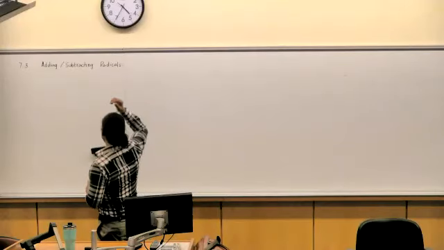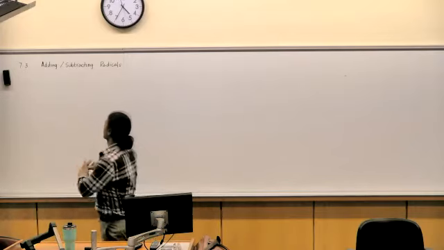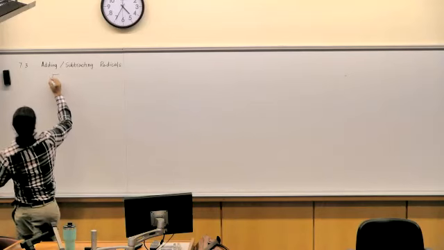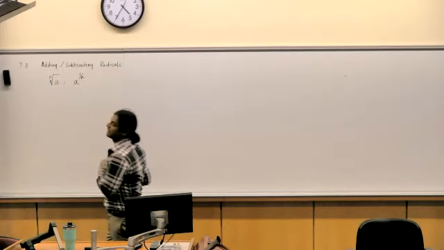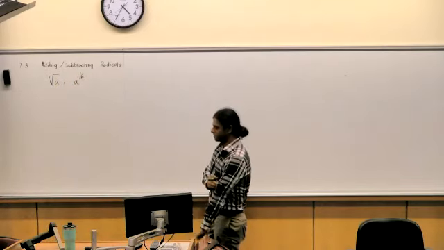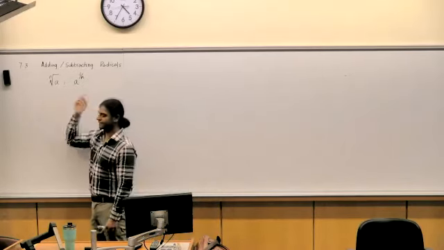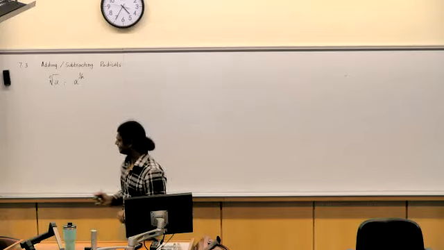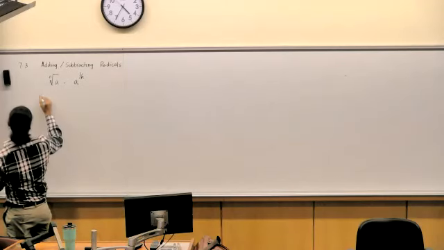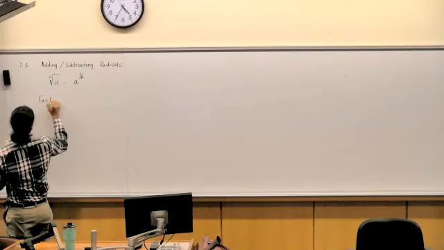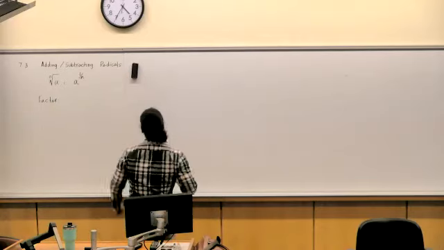Okay, so adding and subtracting radicals. Last time we looked at radicals, just to refresh: the nth root of any number is simply a raised to 1 over n. As long as n is odd, a can be negative, but if n is even, a has to be positive. So if we have to add or subtract radicals, one of the key things to remember is sort of factoring with radicals.